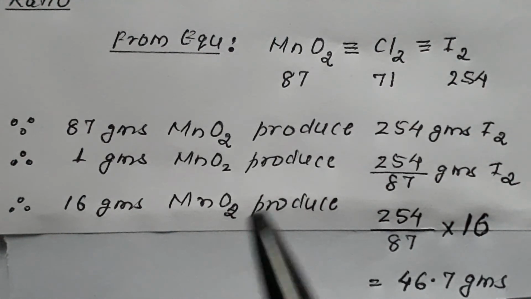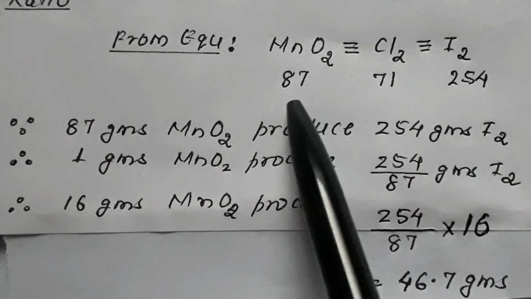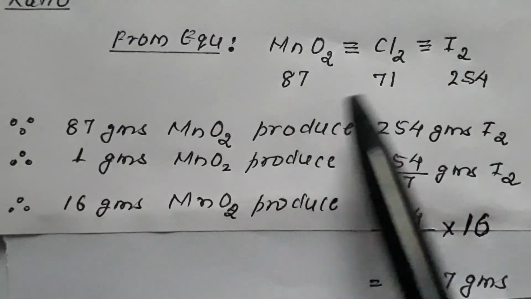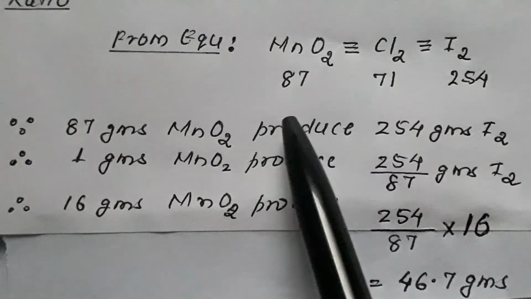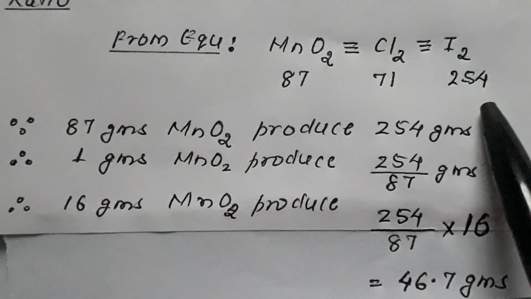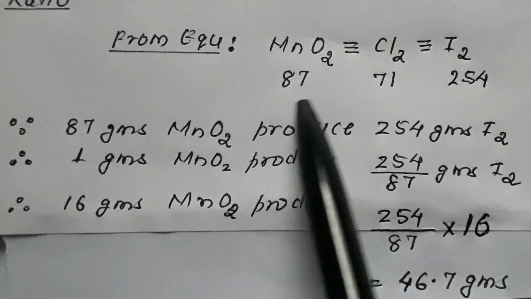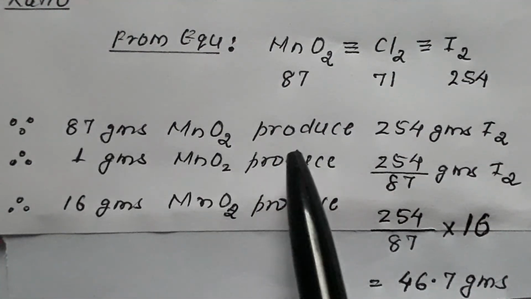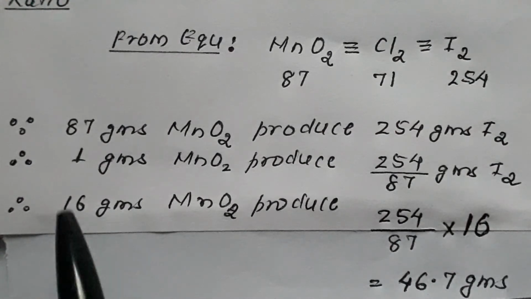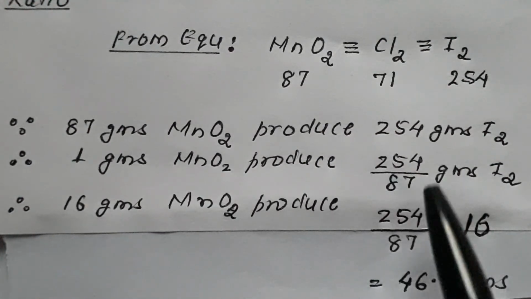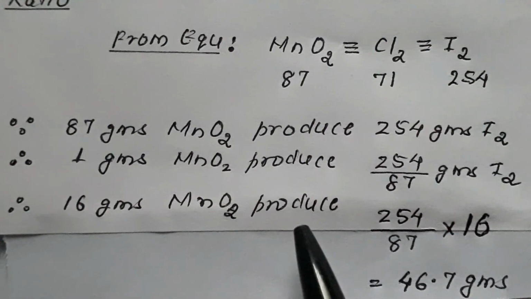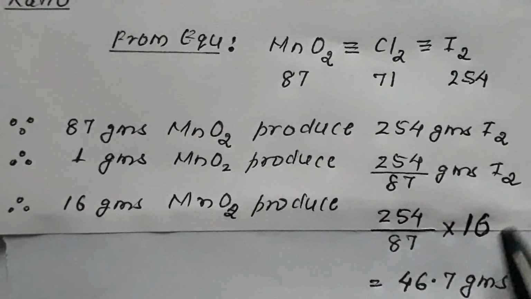So what we have done is we have related MnO2, the given component, with iodine, the asked component. 87 grams of MnO2 produces 254 grams of iodine. Since 87 grams of MnO2 produce 254 grams of iodine, 1 gram of MnO2 will produce 254 upon 87 grams of iodine. Therefore 16 grams, as given in the question, will produce 254 upon 87 into 16. The answer comes to 46.7.